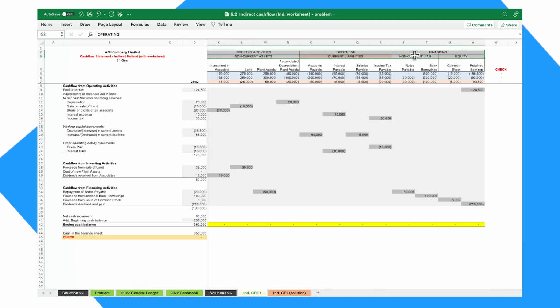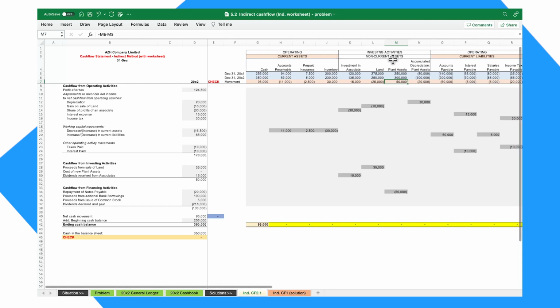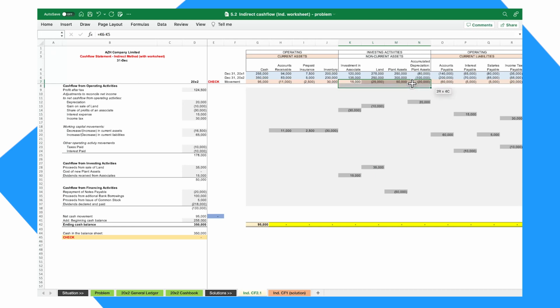Last few advice: if you don't know the nature of the movements that you have, always go into the GL. Always go into the financial statement disclosures. You may find more information about the movements right there, because if you already have the financial statement disclosures for some of the items in the balance sheet, you'll also have actually roll forward of them in the disclosures as well, so it will give you more idea as to the movements.